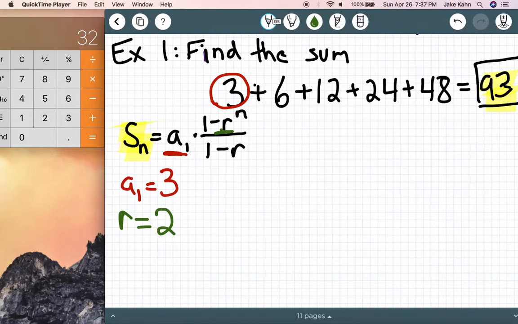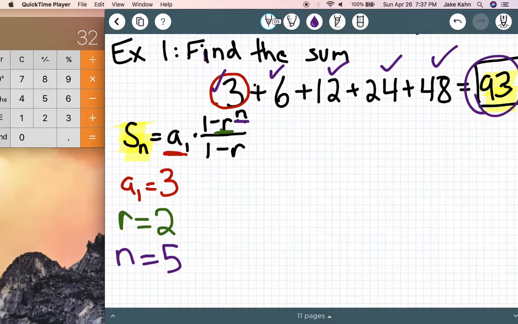Finally, the last variable that you need to know to utilize this equation is N. What is N equal to? N represents the number of terms in your series. How many do you have? Well, count them off with me. We have 1, we've got 2, 3, 4, 5. There are 5 terms in our series, so N is equal to 5. And now that you know what A1, R, and N are equal to, you can find the sum utilizing this formula. And remember, we're just doing it this way so you can see how the formula works. We should expect 93 to be our final answer. Let's see if we get that.